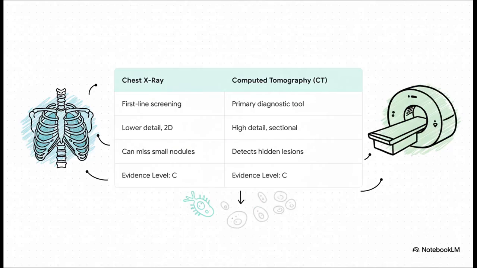And this really lays out the difference perfectly. The chest X-ray, that's your first-line screening tool. But the CT, that's your primary diagnostic tool. Think of it like this. The X-ray shows you the outside of the house, but the CT hands you the detailed architectural blueprints for every single room. It's just a whole different level of detail. And you'll see here, both have a C level of evidence, which means they're backed by strong expert consensus.